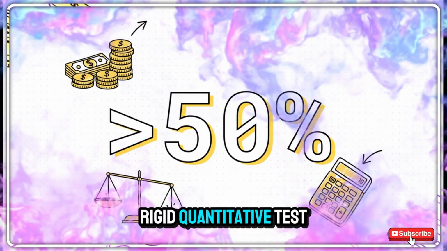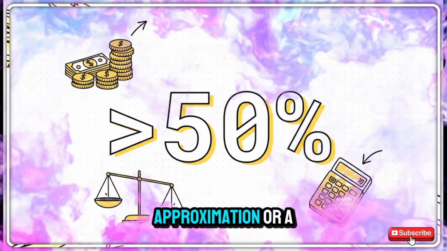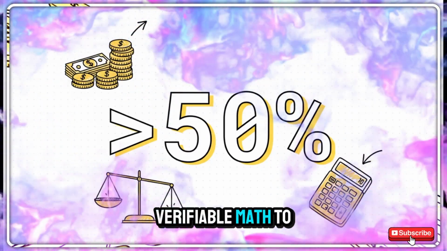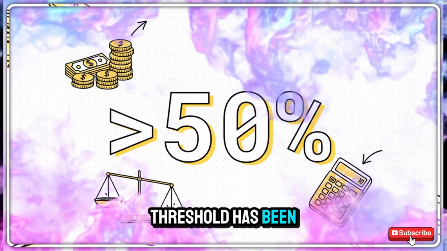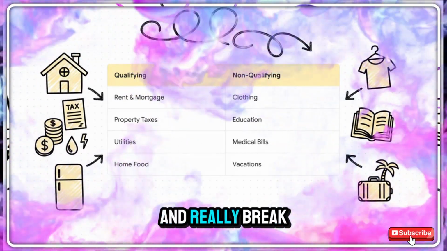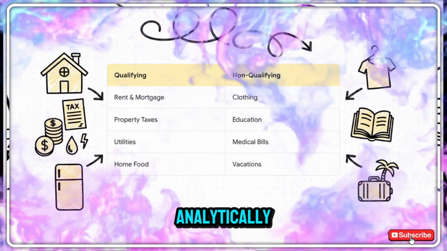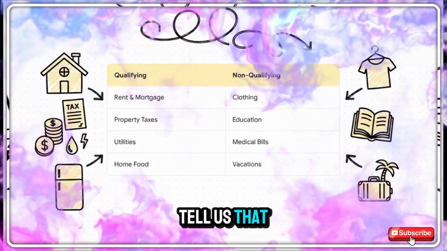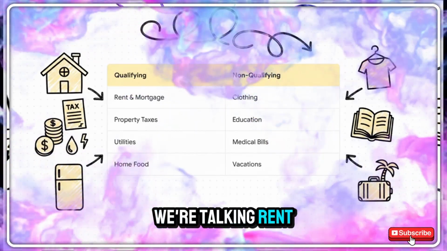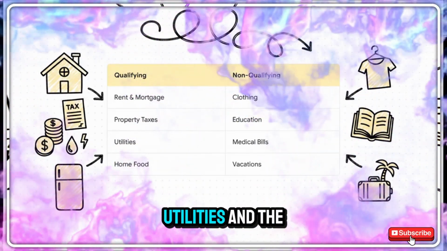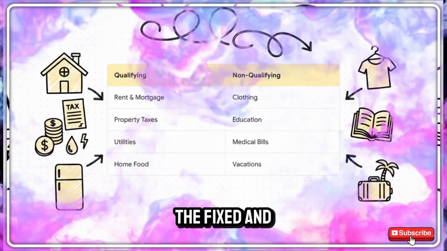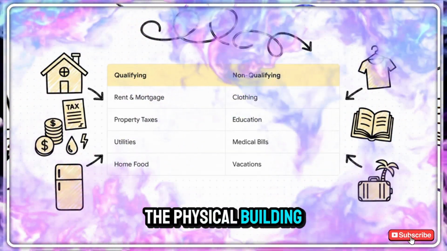This is a rigid quantitative test, not a rough approximation or a generous ballpark estimate. It requires verifiable math to prove that the threshold has been definitively crossed. Let's ditch the generic statements and really break these costs down analytically. The actionable insights tell us that qualifying expenses are entirely structural. We're talking rent, property taxes, utilities, and the food consumed inside the home. Essentially, they are the fixed and variable costs required to keep the physical building operational.